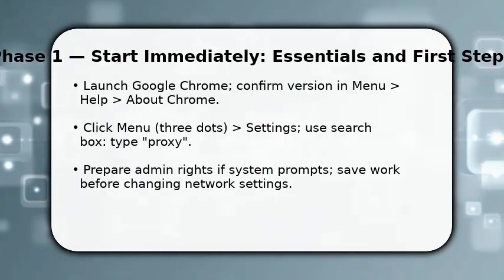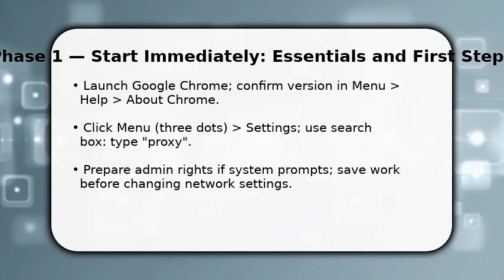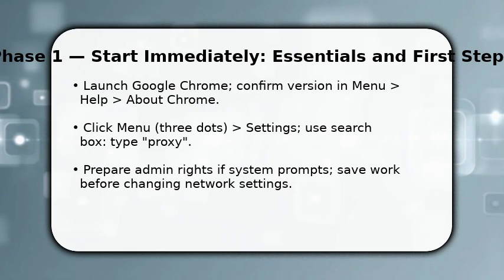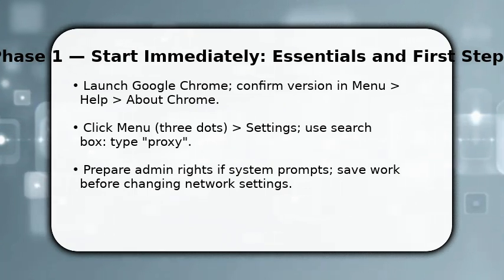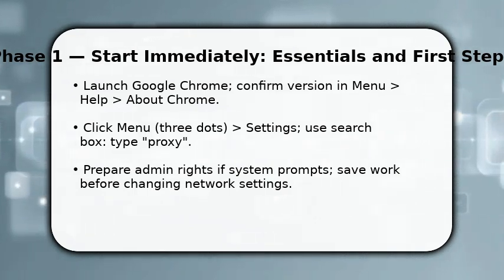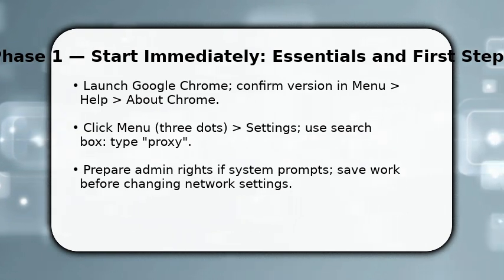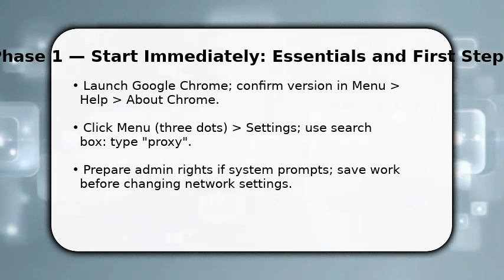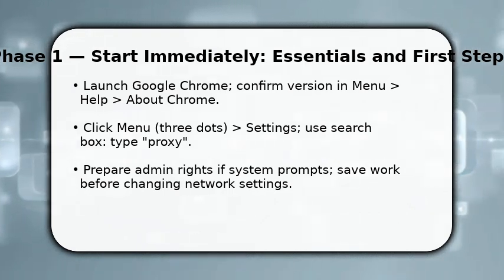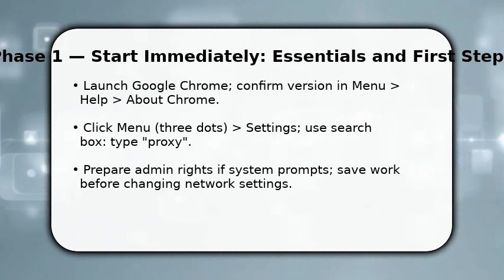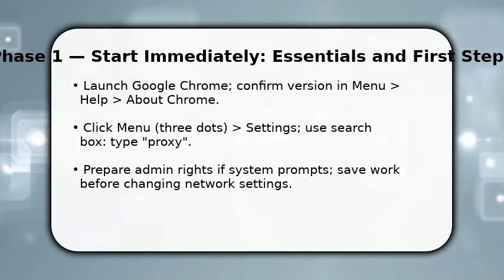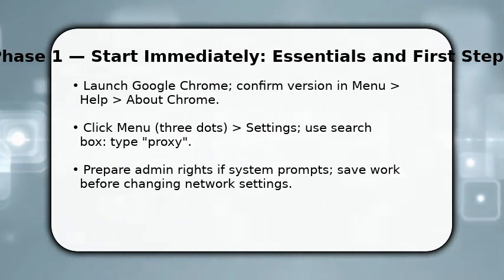You start by opening Chrome and going straight to Settings. This gets you into the browser controls immediately. Once done, click the three-dot menu, choose Settings, and use the search box to type Proxy so you land on the right area fast. You need admin rights in case the system asks, so make sure you saved any open documents. This first step ensures you access Chrome's network options without delay and sets up the environment for disabling proxies or VPNs.